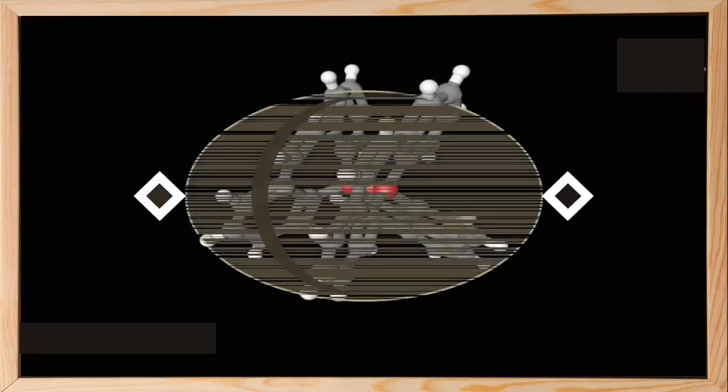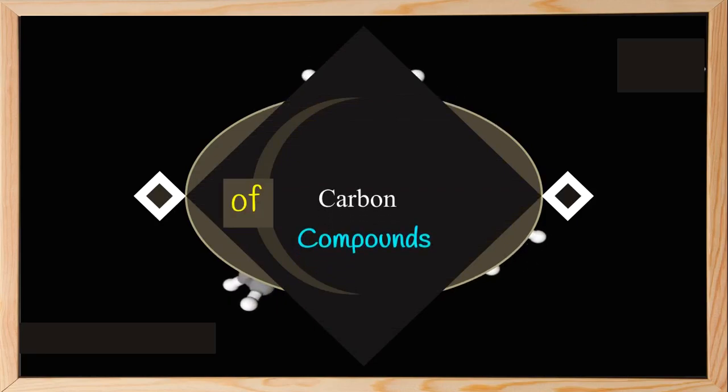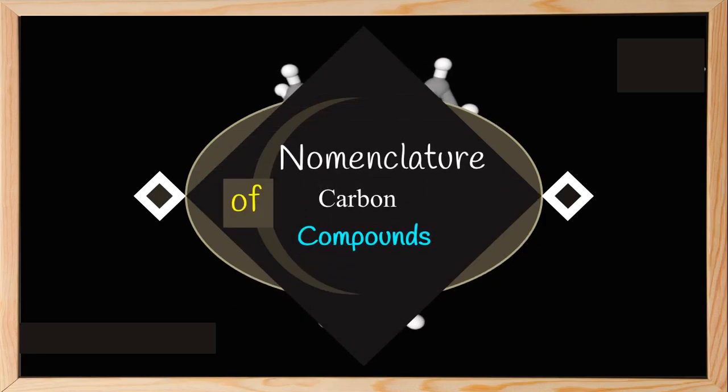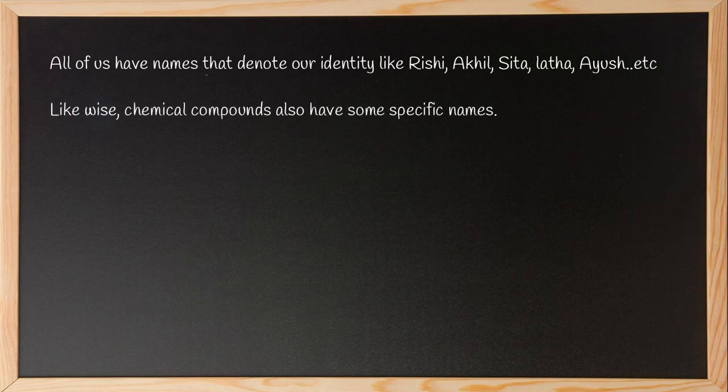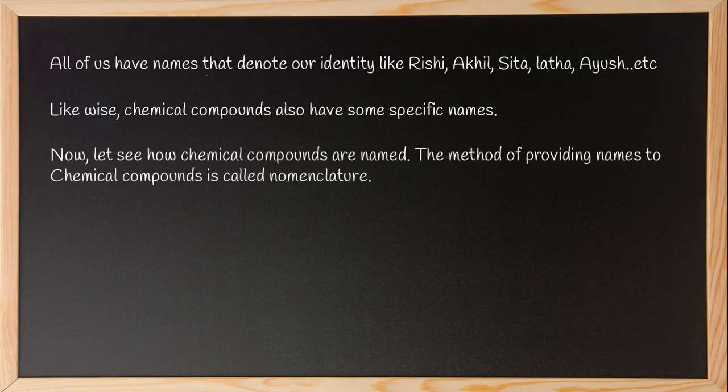In this video, we will discuss the nomenclature of carbon compounds. All of us have names that denote our identity, like Rishi, Akhil, Sita, Lata, Ayush, etc. We all have our names, right? Like the same, chemical compounds also have some specific names. So now let's see how chemical compounds are named. The method of providing names to chemical compounds is called nomenclature. The process of giving names to chemical compounds is called nomenclature.